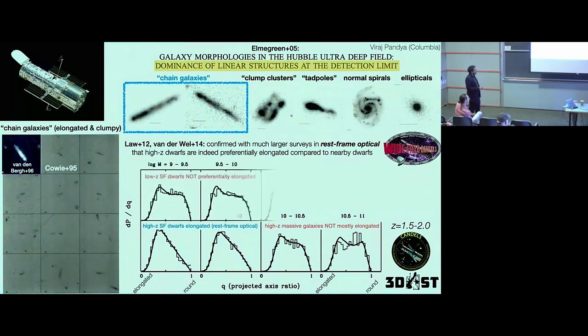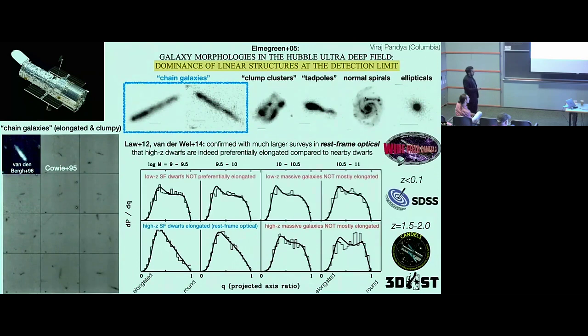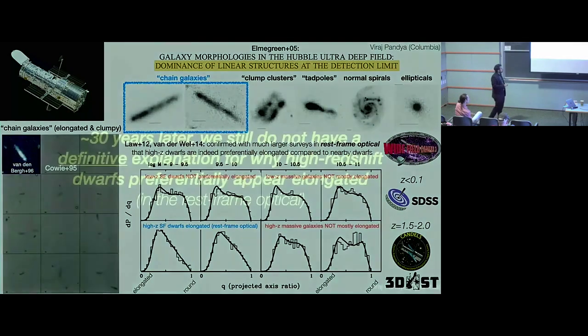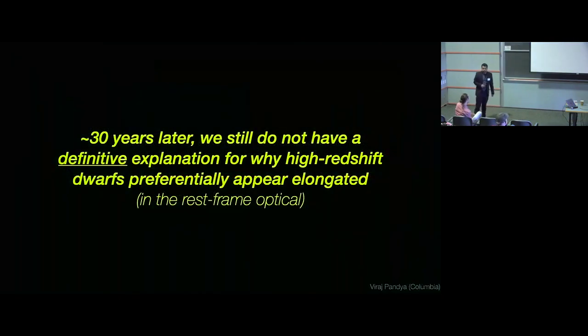It's also not what you see for low redshift galaxies, for example, in Sloan, where again the distributions of axis ratios are relatively uniform, and you're seeing both elongated and rounder things. So it's been 30 years, and we still don't have a definitive answer for this fundamental puzzle: why are early galaxies preferentially appearing elongated?